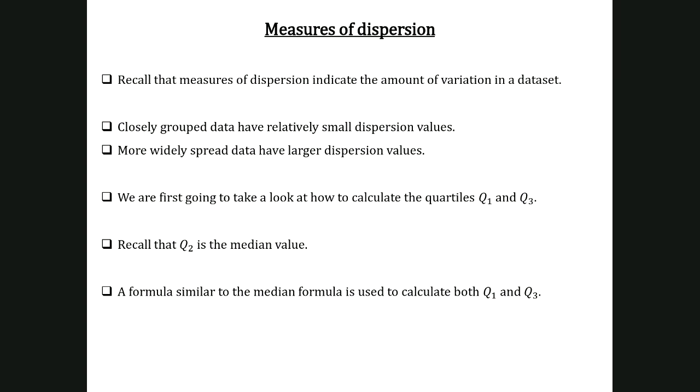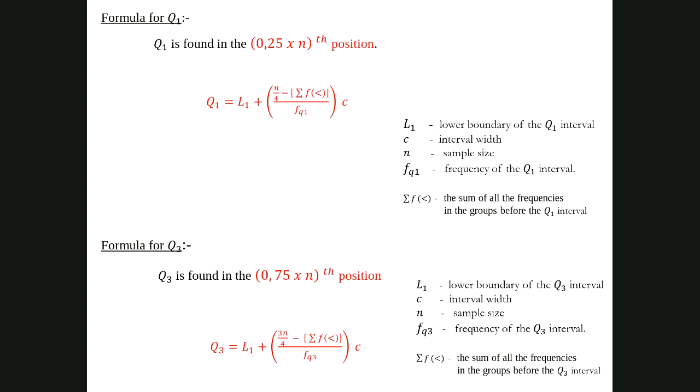So the next thing we're looking at are your measures of dispersion, which are your calculations like your range, your standard deviation, your coefficient of variation, your Q1, your Q3, your variance, and so on. The first of those that we're looking at are your quartile calculations, and you'll see that they're calculated in almost the exact same way as your median calculation. So it's very similar to the median calculation.